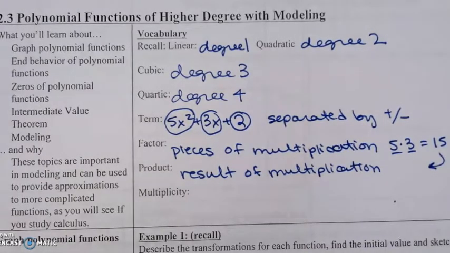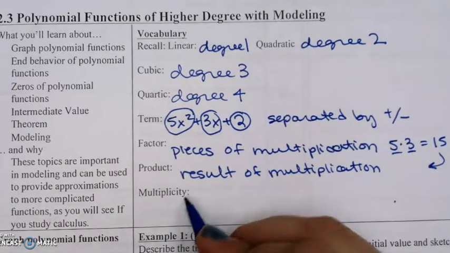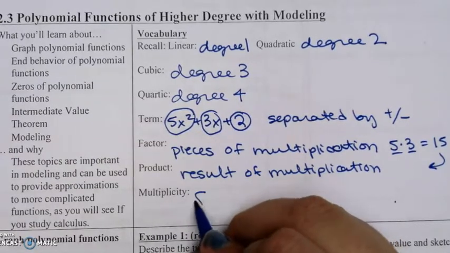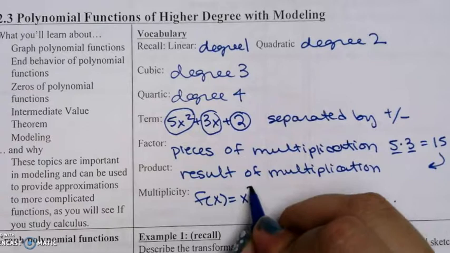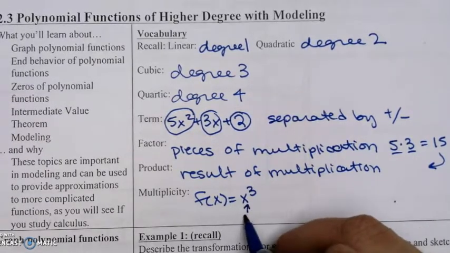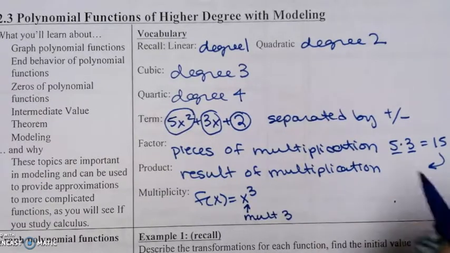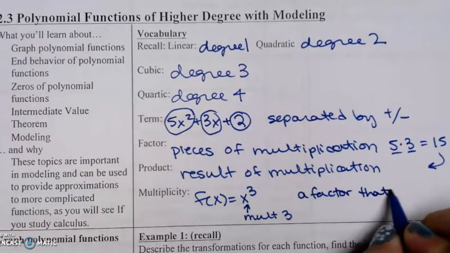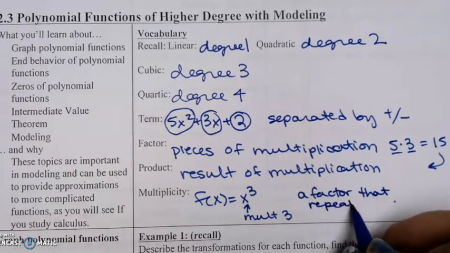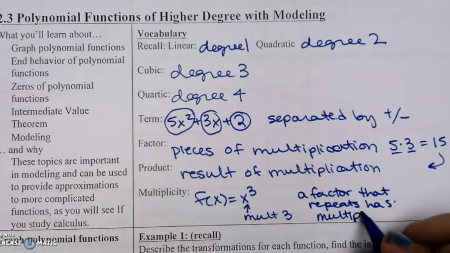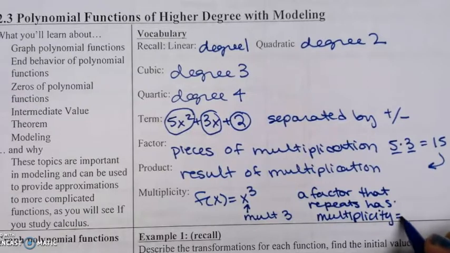Okay, and then a new terminology, multiplicity, like multiple, is when I have a multiple of the same factor, we would say it has a multiplicity. So if I have f of x equals x cubed, because this is the same factor 3 times, it would have a multiplicity of 3. So a factor that repeats has multiplicity equal to its degree.